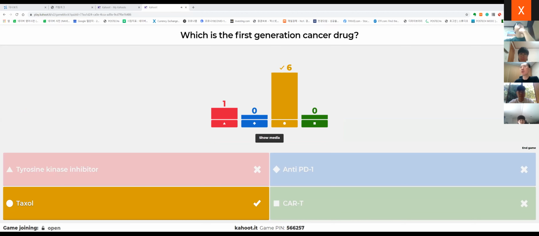Now this should be straightforward. Okay, first generation cancer drug is blocking the fast cell growth, right? So what is the target of the capsule? Microtubule. Okay, can you give another example of the first generation of a cancer drug?